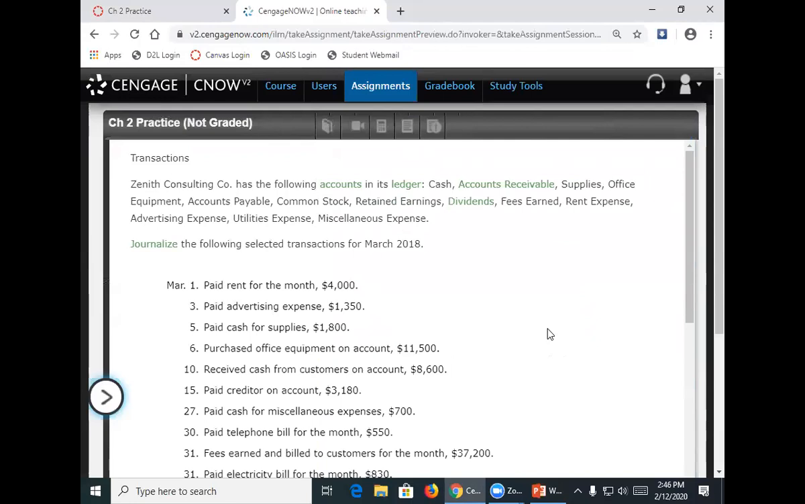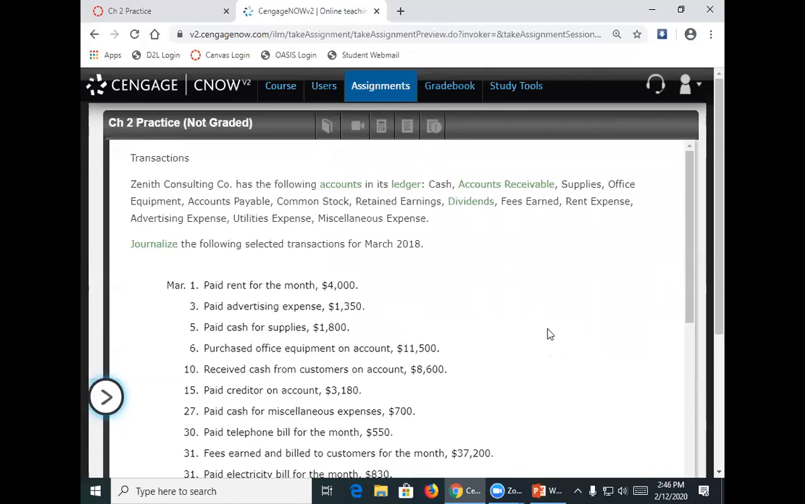Chapter 2 practice, the very first one is dealing with transactions and putting them into journal form. It says Zenith Consulting has the following accounts. This is our chart of accounts, just not with the numbers, but a full official listing. We have the assets: cash, accounts receivable, supplies, and office equipment. We have one liability, accounts payable.